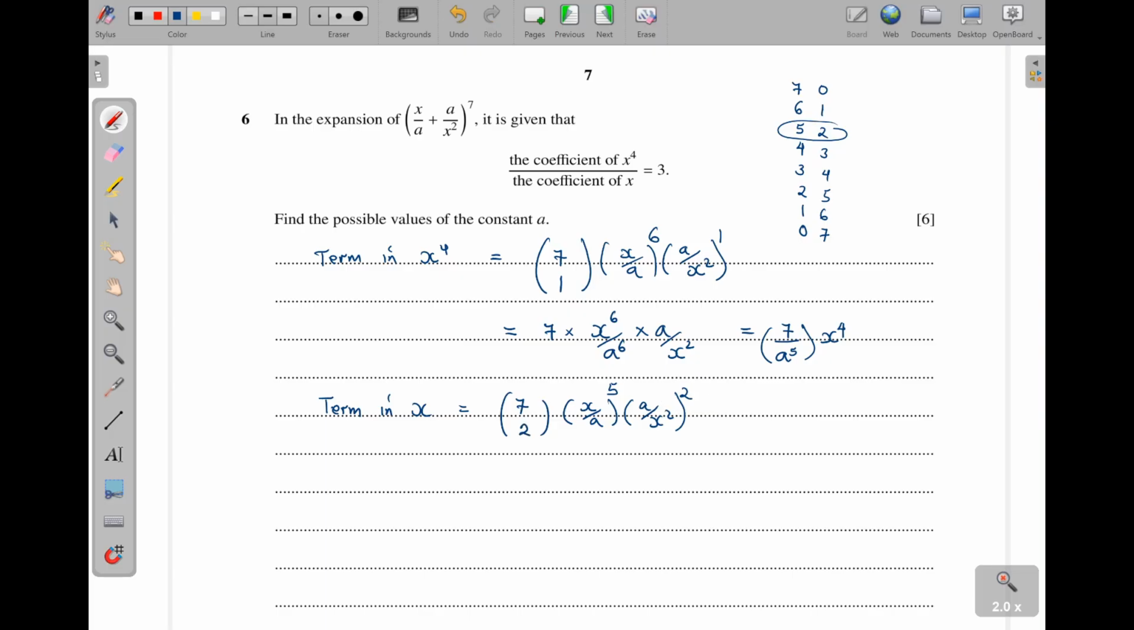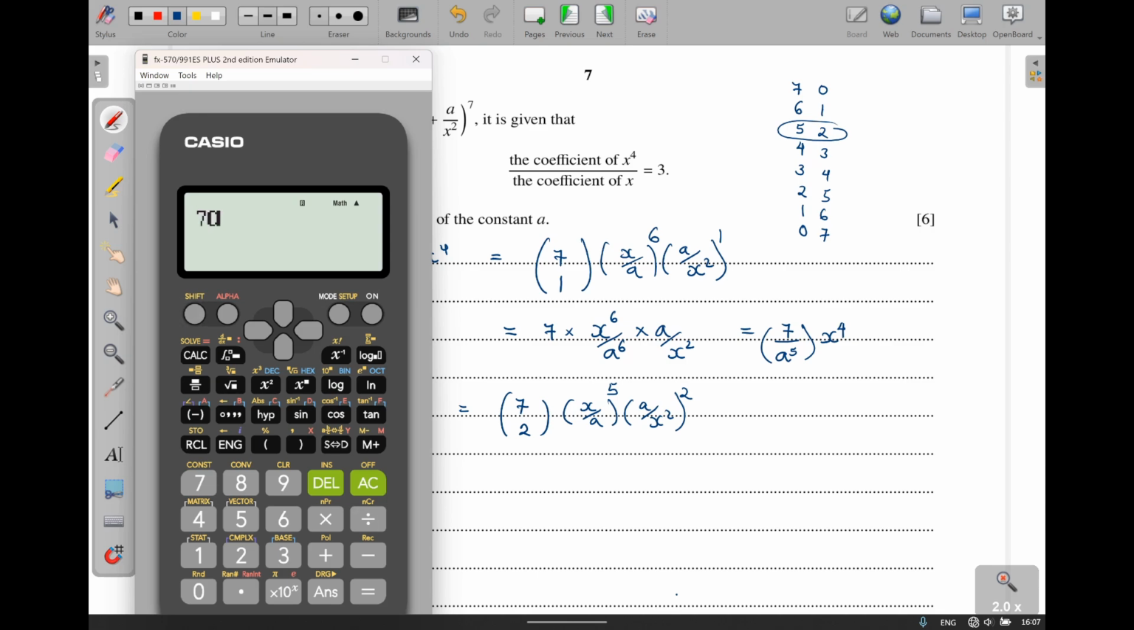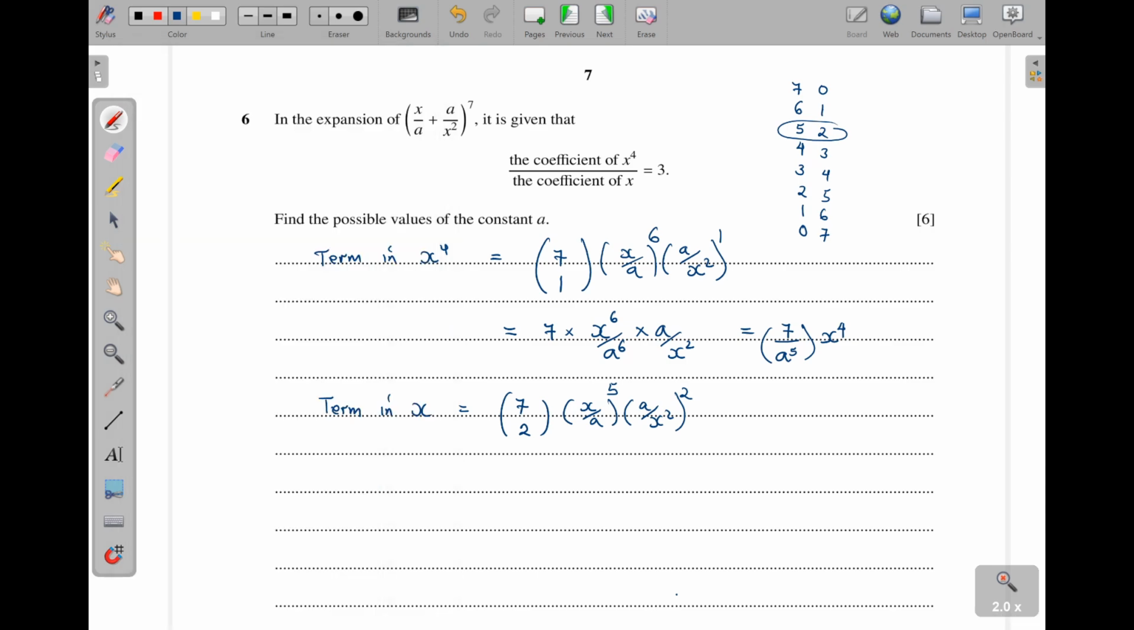Now what is 7 combination 2? 7 combination 2 is 21. So I'll put 21 here. Then times x^5 over a^5 times a^2 over x^4. Simplified, 5 minus 2 is 3. So we shall get 21 over a^3, and then x when these reduce. So that is what we are having there.